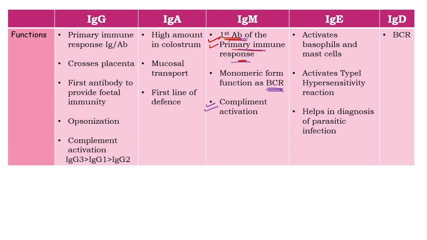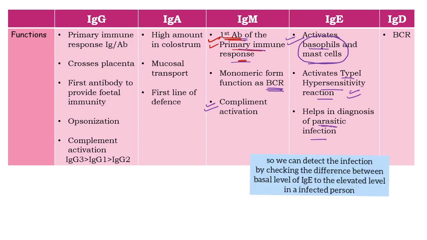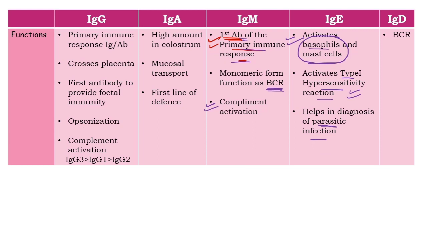IgE activates basophils and mast cells. These two are granulocytes. So IgE helps in activation of these cells in response to an antigen. It helps in activating type 1 hypersensitivity reaction, which is a type of allergy. It also helps in diagnosis of parasitic infection. Whenever a parasite infects our body, the level of IgE goes up. Talking about IgD, not much is known about IgD, but it is found as a receptor on a mature B cell.